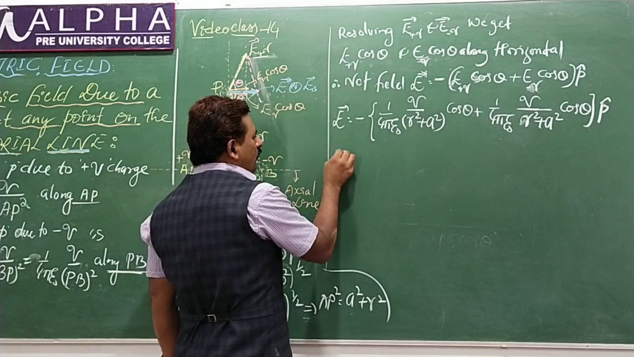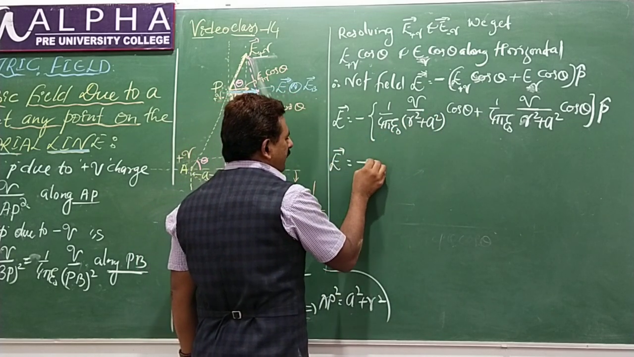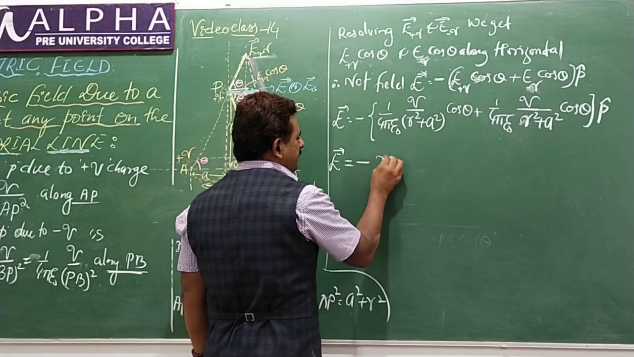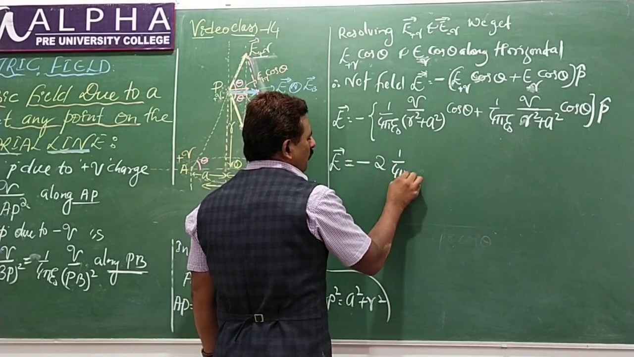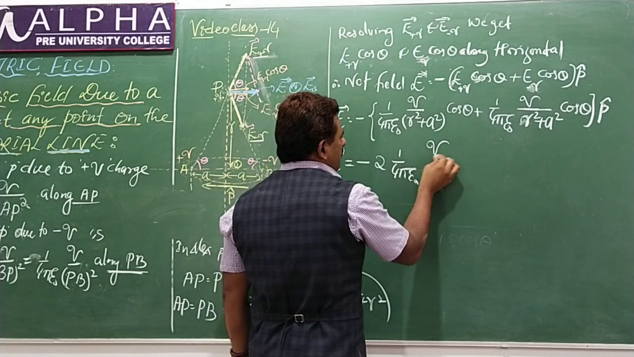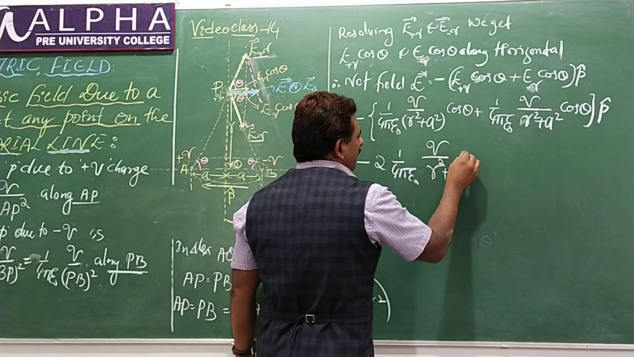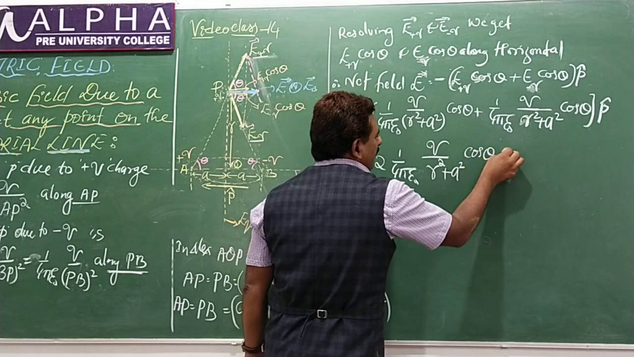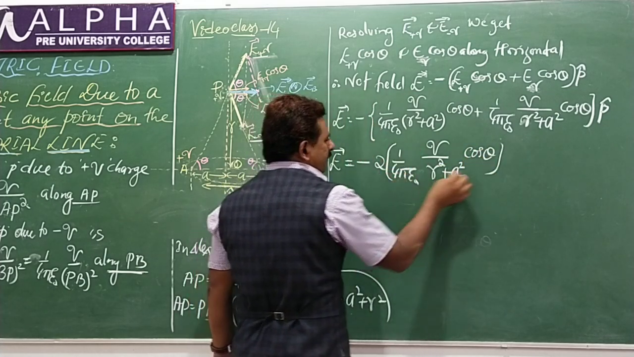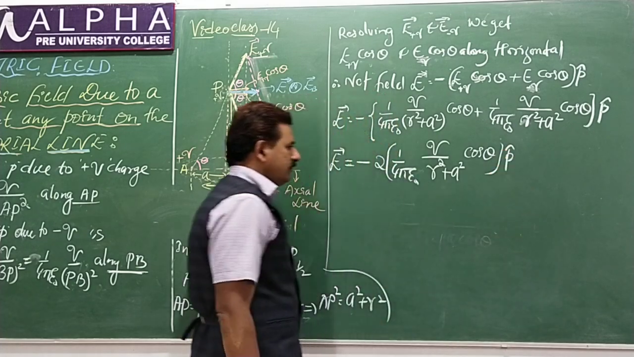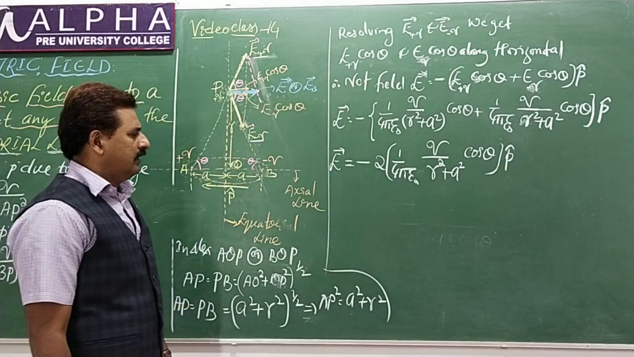See, these two are same, identical. Therefore, the value of E equals minus two times 1 over 4 pi epsilon 0, charge Q divided by R squared plus A squared, into cos theta cap. That's it. Right, students?